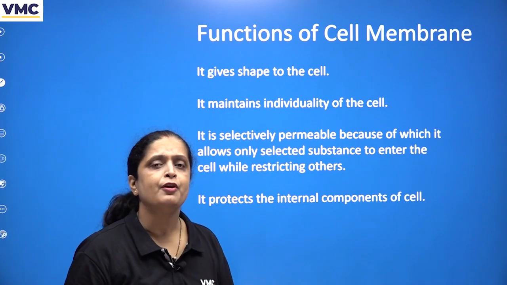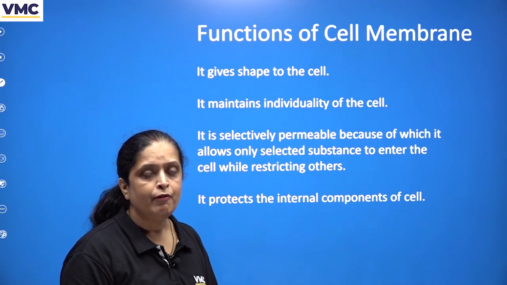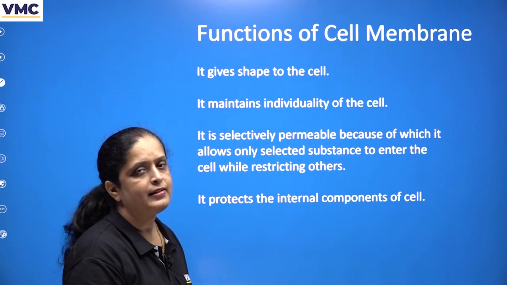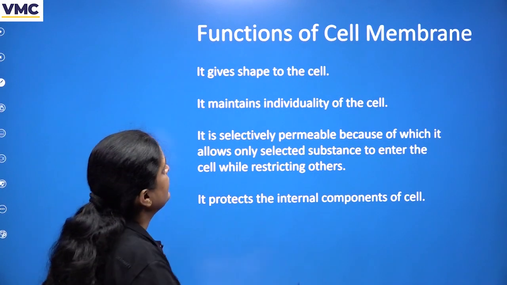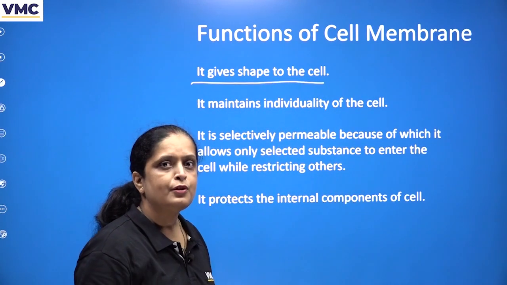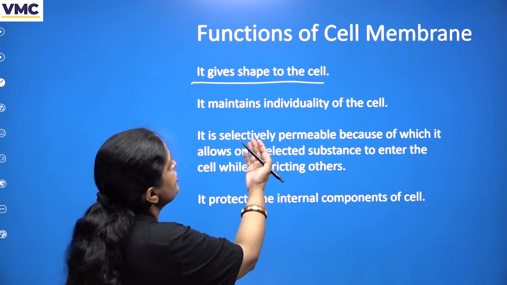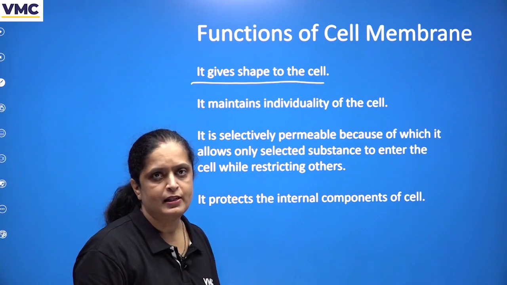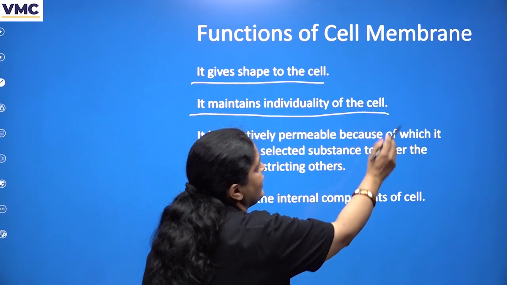What is the function of a cell membrane? You just learned that the outermost covering of a normal cell is known as the cell membrane. Let's find out what its functions are. It gives shape to the cell. Like the walls of a room give the shape to the room, that is how the shape of the cell is given by the plasma membrane. It maintains individuality of the cell.